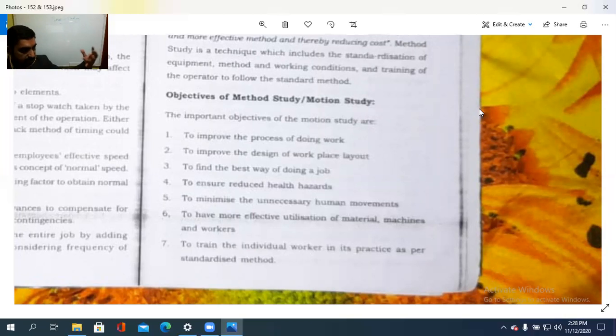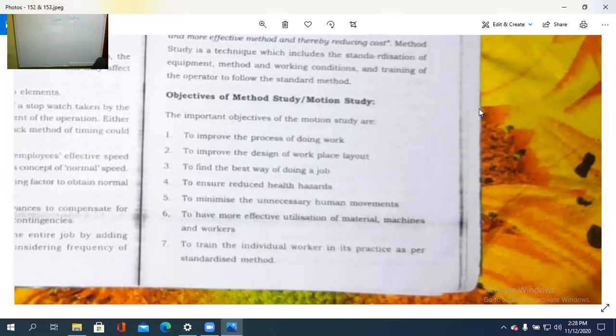അതായത് ഹെൽത്തിന് അപകടം വരുത്തുന്നതായ hazardous things അത് കുറയ്ക്കാൻ പറ്റും. Then the methods to be adopted, അതാണ് to minimize the unnecessary human movements. അതായത് സ്ട്രൈക്ക്, ലോക്കൗട്ട്സ് അതൊക്കെ ഒരു പരിധി വരെ ഒഴിവാക്കാൻ പറ്റുന്നു. കാരണം to reduce unnecessary human movements. Then to have more effective utilization of material, machines and workers. Material, machines, workers അങ്ങേയറ്റം യൂട്ടിലൈസേഷൻ ചെയ്യാൻ പറ്റുന്നു. And to train the individual workers, who need practice as per the standardized method.